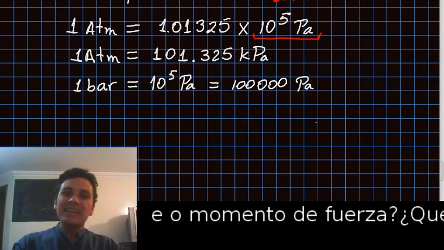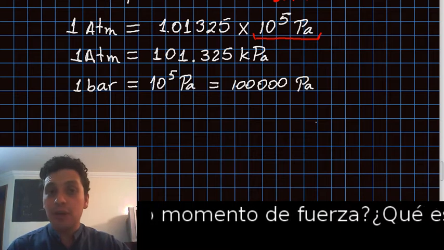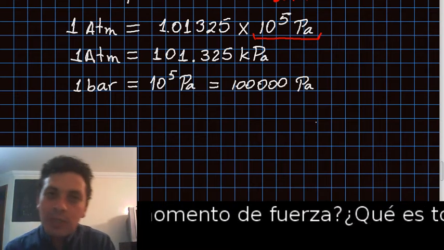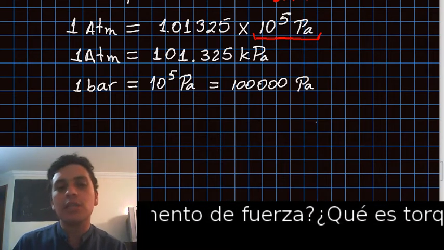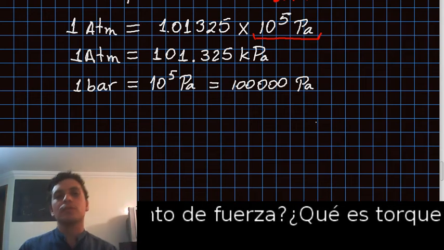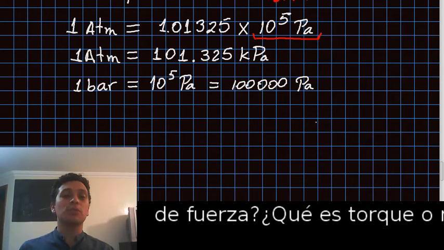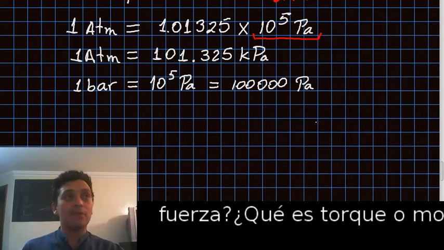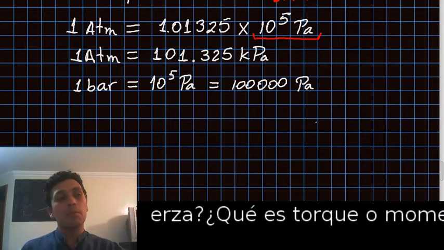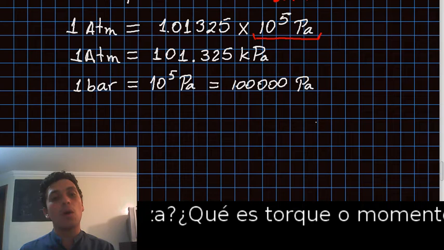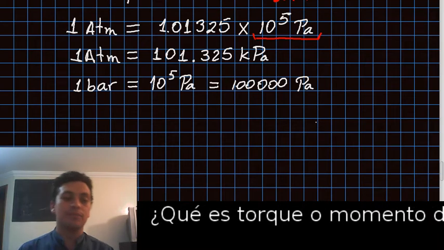This is how we use the bar. It's related to atmospheric pressure, but we round it in order to get it easier into SI units. So sometimes we can have the atmospheric pressure of some place, but we use bars in order to convert it into pascals easier.